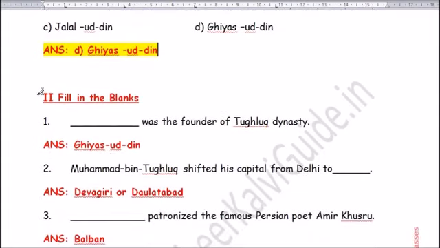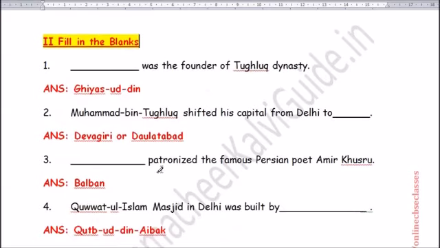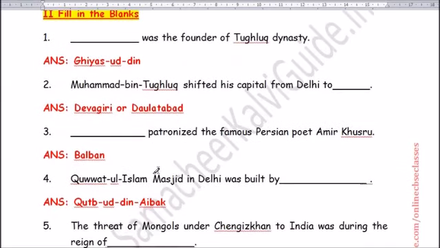Roman number 2. Fill in the blanks. Dash was the founder of Tughlaq dynasty. The answer is Ghiyasuddin. Ghiyasuddin was the founder of Tughlaq dynasty. From the Khilji dynasty, Alauddin Khilji.